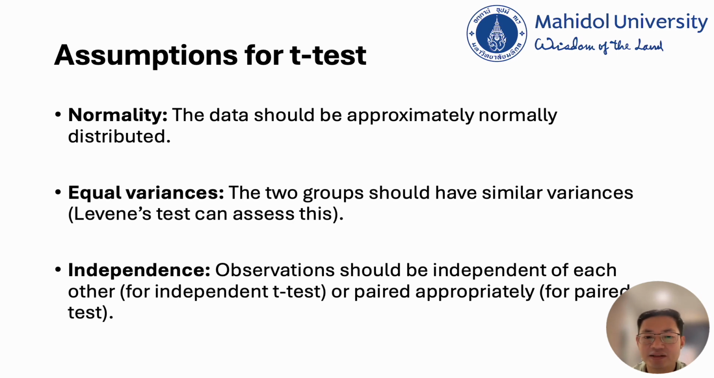Last, we must consider independence. For independent samples t-test, the groups must not influence each other. For paired samples t-test, the two sets of scores should be matched logically, like pre- and post-test scores for the same people.